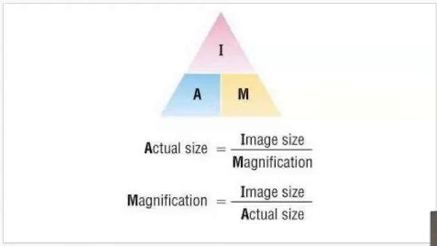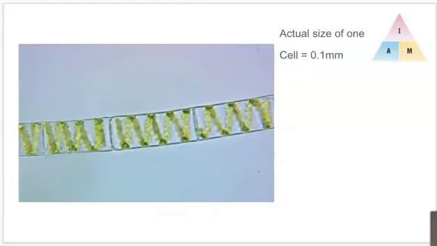Let's work through some examples of magnification calculations. This is one way that you could be asked a question about magnification. You're given a picture of some cells and you're told that the actual size of one cell is 0.1 millimeter.